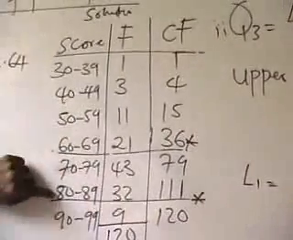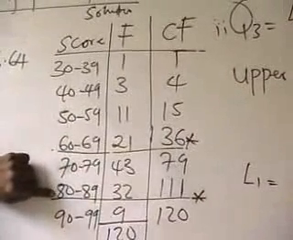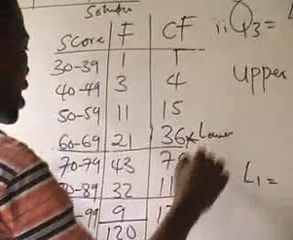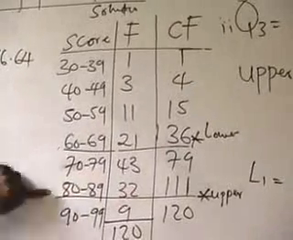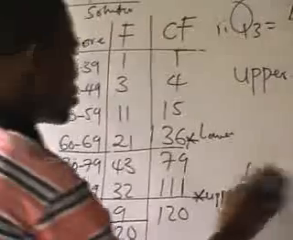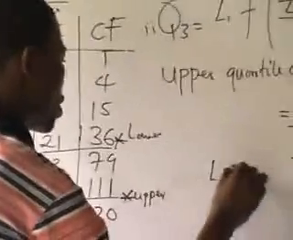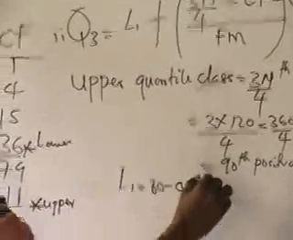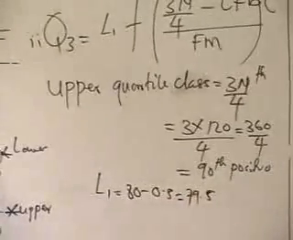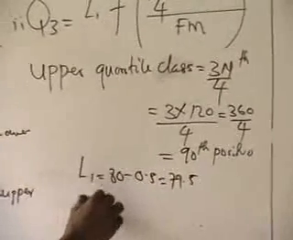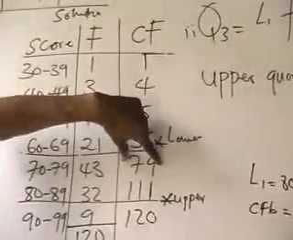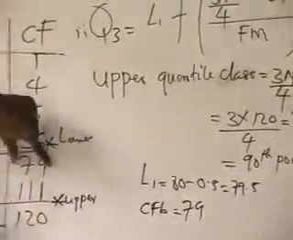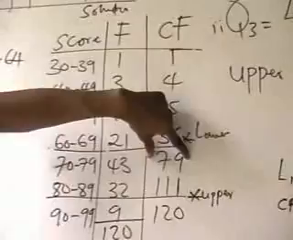From here, let us get our values. Since this is our class, this is the lower and this is the upper. What's our L1? Our L1 is 80, so L1 becomes 80 minus 0.5, which is 79.5. Then the next thing is CFB. If this is the class, what is the cumulative frequency before it? That is 79. Are we together?